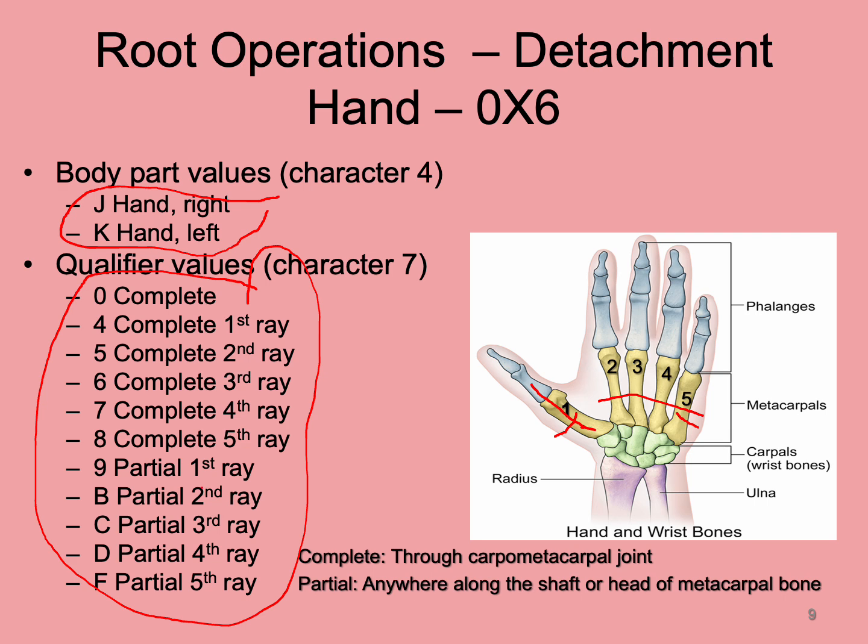So complete or partial is the other thing that it talks about. Complete through the metacarpal joint, that's here, right? That's complete, so that's pretty much all of the hand. Partial is anywhere like the shaft or head of the metacarpal bone, so anywhere along in here. So that's part of the hand, not all of the hand. So that gives you complete or partial. You're only talking about complete or partial of the ray, not complete or partial of the whole hand. So be careful, we're talking about the bone, not the whole hand.